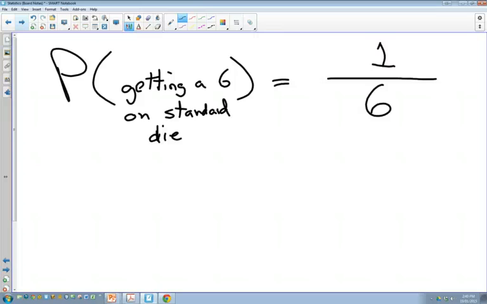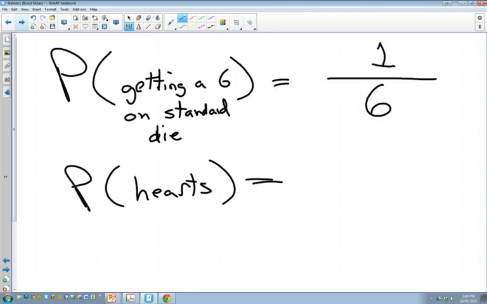Let's go a little bit further. What's the probability of drawing hearts from a deck of cards if I just randomly pull a card out? What's the total number? 52. What's the number of favorable outcomes? Right. Anyone? What's that? 26? Nope. No, wait, 13. 13 is correct. Why 13? That's how many hearts are in the deck, right?